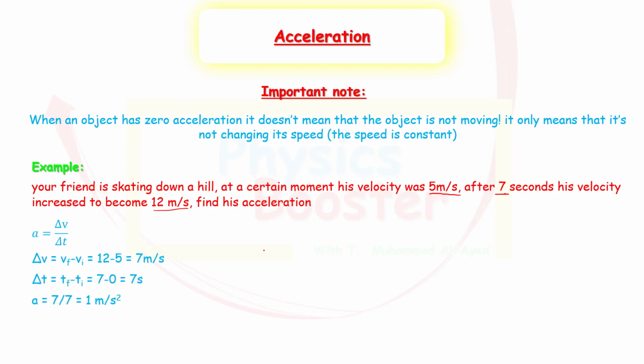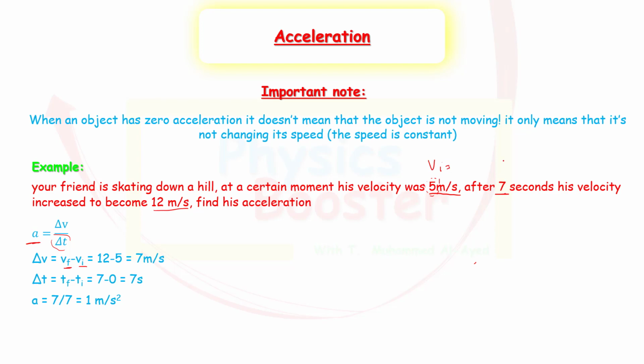We're saying that I want to find the acceleration. Okay, the first step, I will write the equation of acceleration, which is the change of velocity divided by the change of time. And I also know that the change of velocity is equal to the final velocity minus the initial velocity. But how do I know the final velocity and the initial velocity? Well, it said here that my friend started skiing down a hill. At a certain moment, his velocity was 5. So the initial velocity is equal to 5. This is the initial velocity.